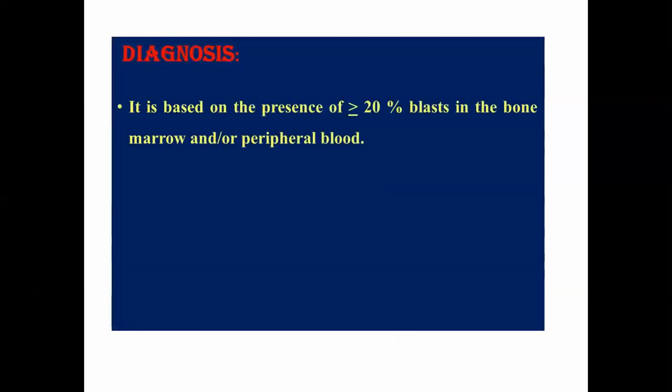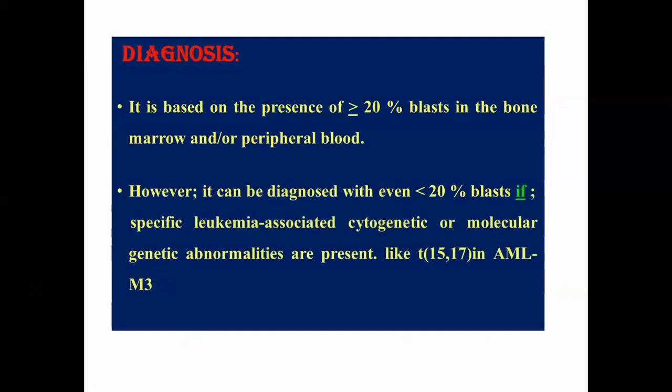How can we diagnose a patient with acute leukemia? First of all, we need the presence of more than or equal to 20% blasts in the bone marrow and/or in the peripheral blood. يعني إذا لقيت 20% of blast in peripheral blood, it is acute leukemia. In general, it is acute myeloid or acute lymphoid leukemia.